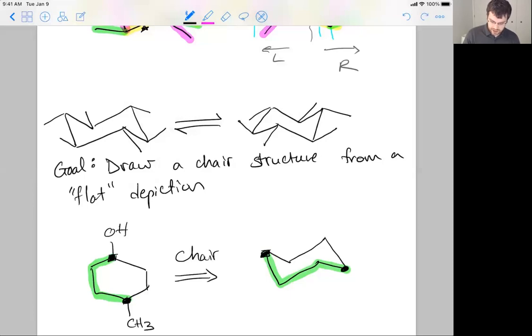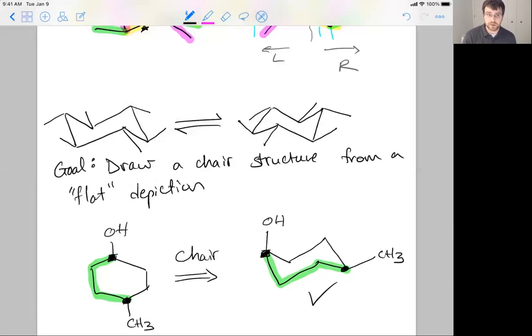Then what I get to do is, maybe I say this is an axial position. I'm going to add an OH. This is an equatorial position this way. I'm going to add the CH3. And I'm done. I get all the credit. I'll have more tips on this. I went through this quickly. I just wanted to show you what the goal was. We want to get to this point.